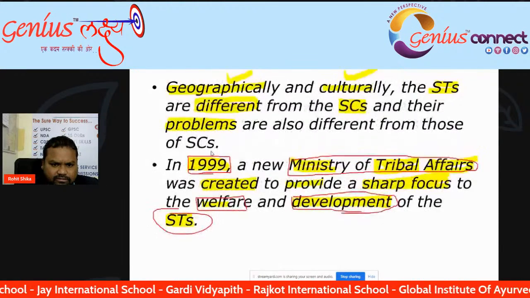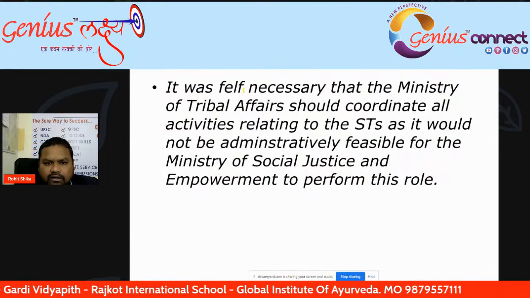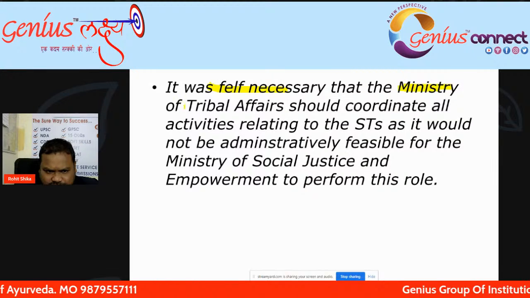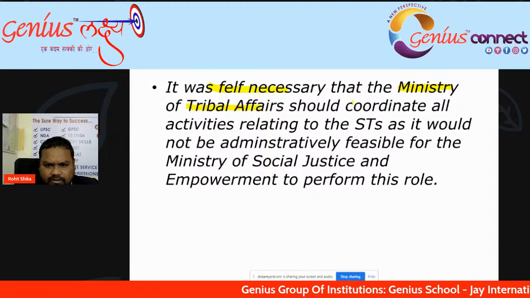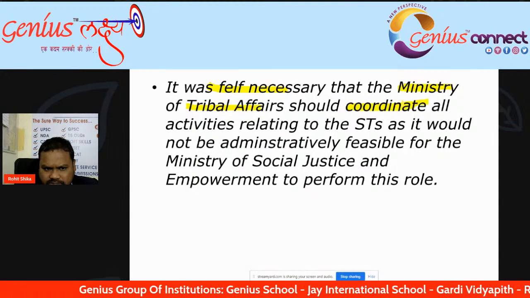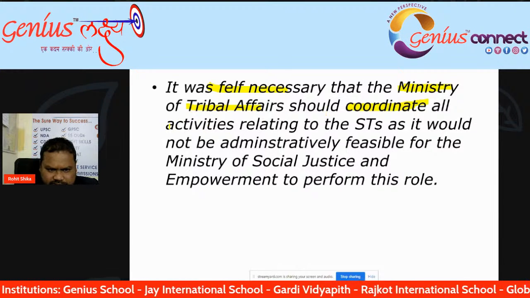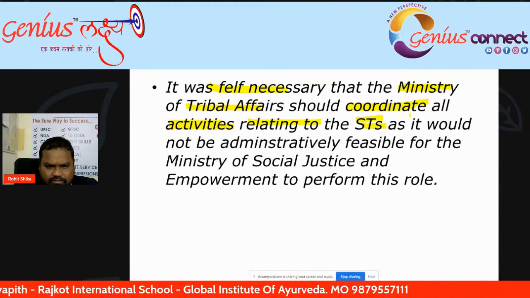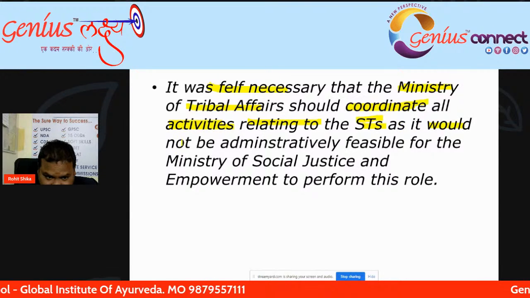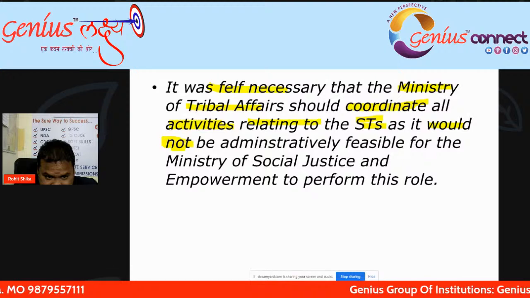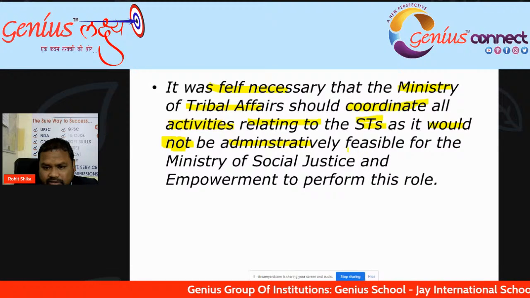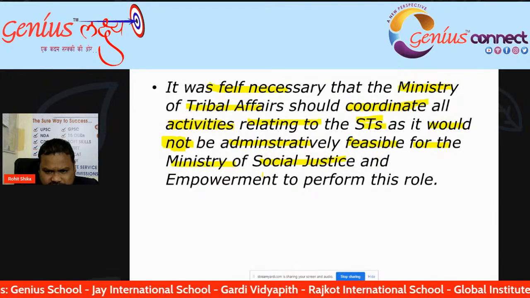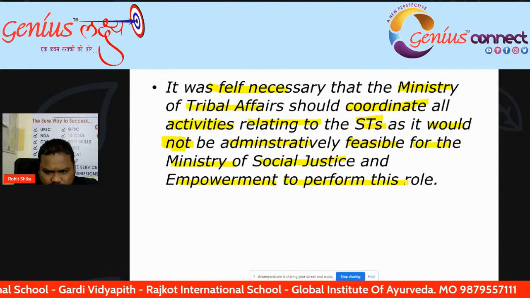Then it was felt that this Tribal Affairs ministry should coordinate all activities relating to STs, as it would not be administratively feasible for the Ministry of Social Justice and Empowerment to perform this role.